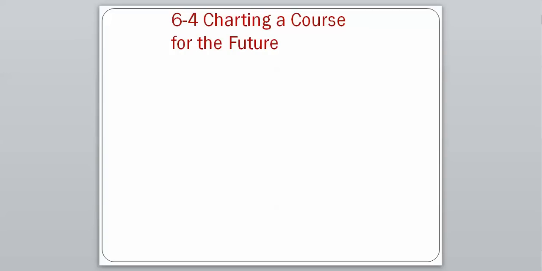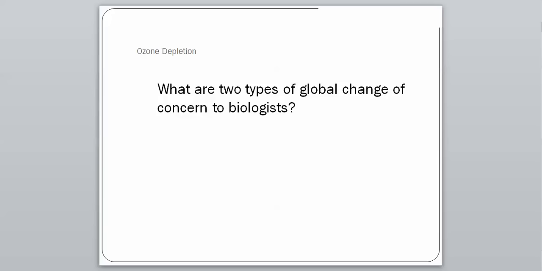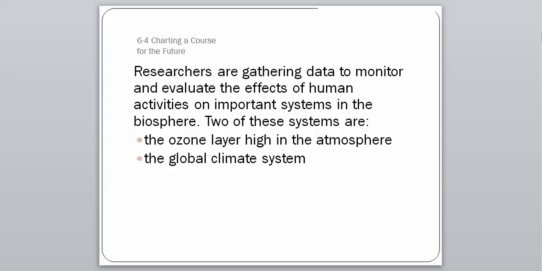Bio. We're going to finish chapter 6 today with charting a course for the future. So this is going to be focused on what humans need to do in the future, or what could be future problems that we could see if we do not change the way we're interacting with our biosphere today. So there are two types of global change or concern for biologists that we have. The first one being the ozone layer in the atmosphere and our global climate system.